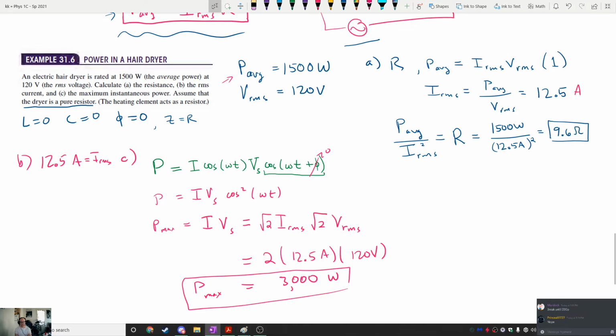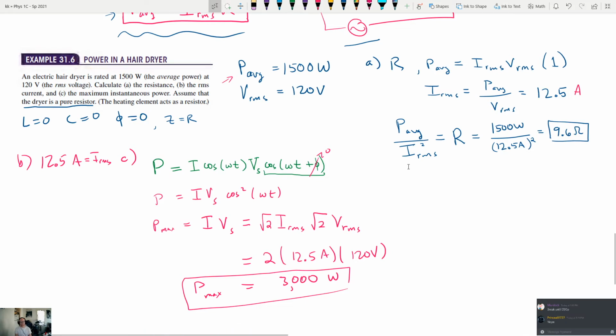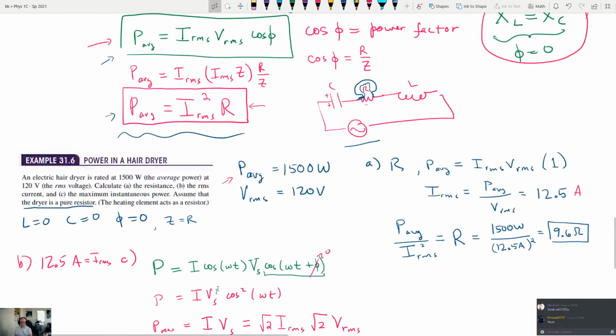Could you go over once more how the cosine squared, how you can change that to root 2 IRMS? Oh, here? Mm-hmm. So all I did was say, if I want to go to the maximum power, I just need the maximum value of this function. Oh, gotcha. Okay. Which is 1. Yeah.